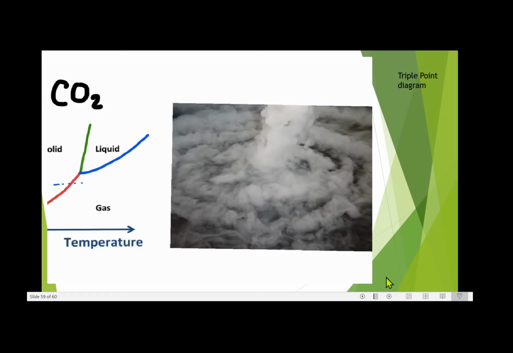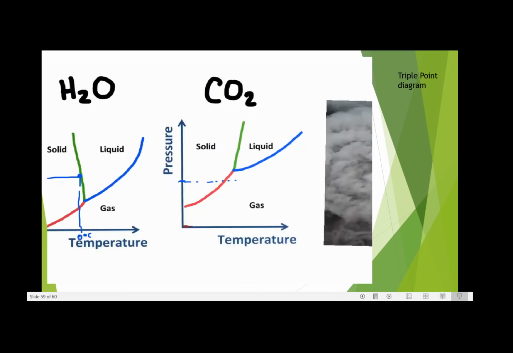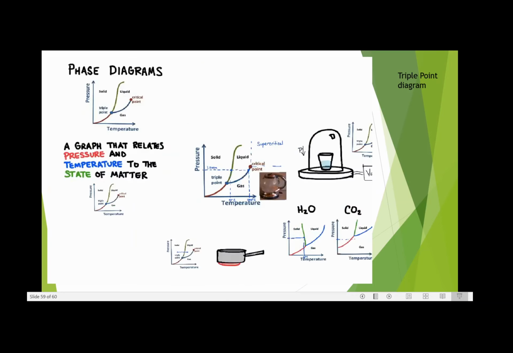So every substance has a different looking phase diagram, and you can change the state of a substance by changing the temperature or changing the pressure. And so those are phase diagrams.